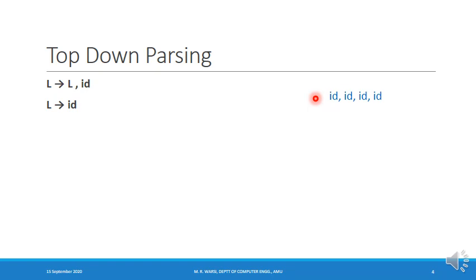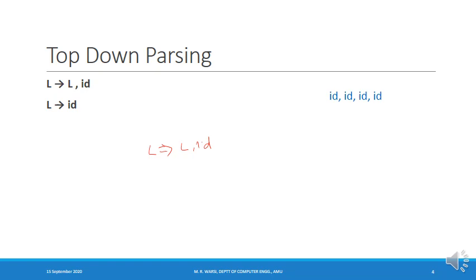So we start the derivation from the starting symbol capital L, and in the first step of the derivation I obtain the sentential form L comma identifier. This identifier which is there in this sentential form is which identifier? Whether it is the first one in the input string, or the second one, or the third one, or the fourth one. This identifier that we have obtained in the sentential form is actually the last identifier.